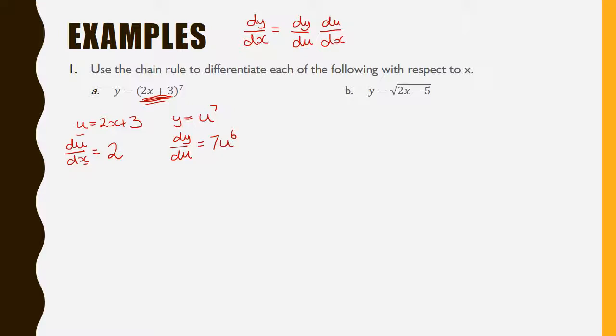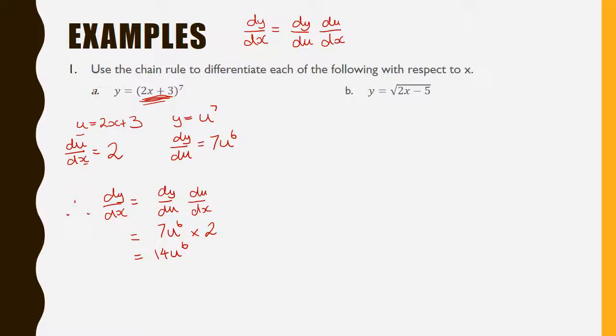So to put this together, the chain rule says that dy/dx is equal to dy/du multiplied by du/dx. Working that out, dy/du gives me 7u to the power of 6, multiplied by du/dx, which is 2. If I simplify this, I get 14u to the power of 6. But this is not a good derivative.